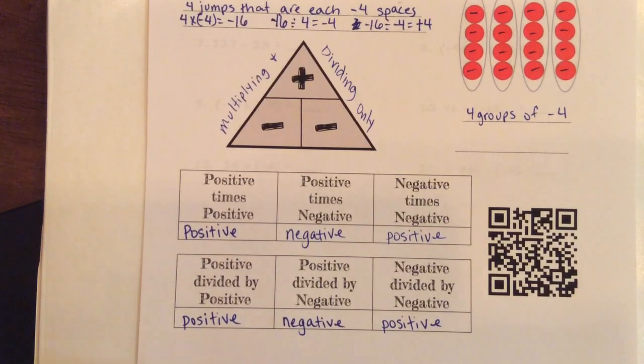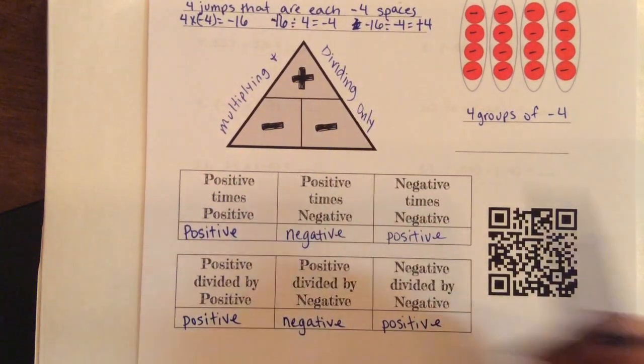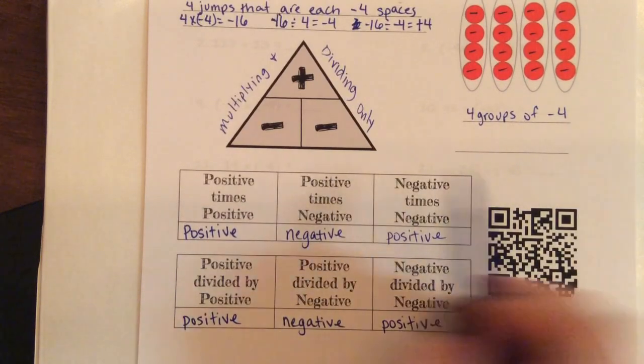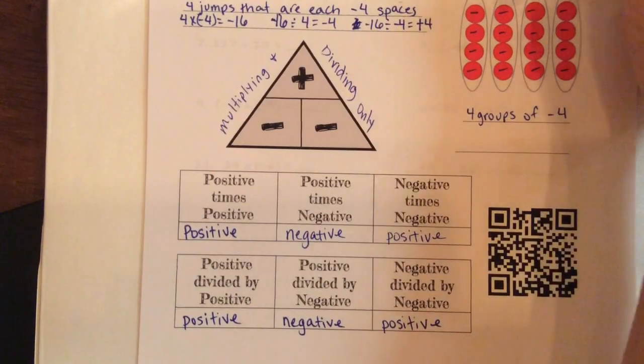Okay? So as long as you learn to use this triangle, and remember that it's 2 negatives and not 2 positives on there, then this is going to be a tremendous amount of help for you. Just be sure and use it, okay?